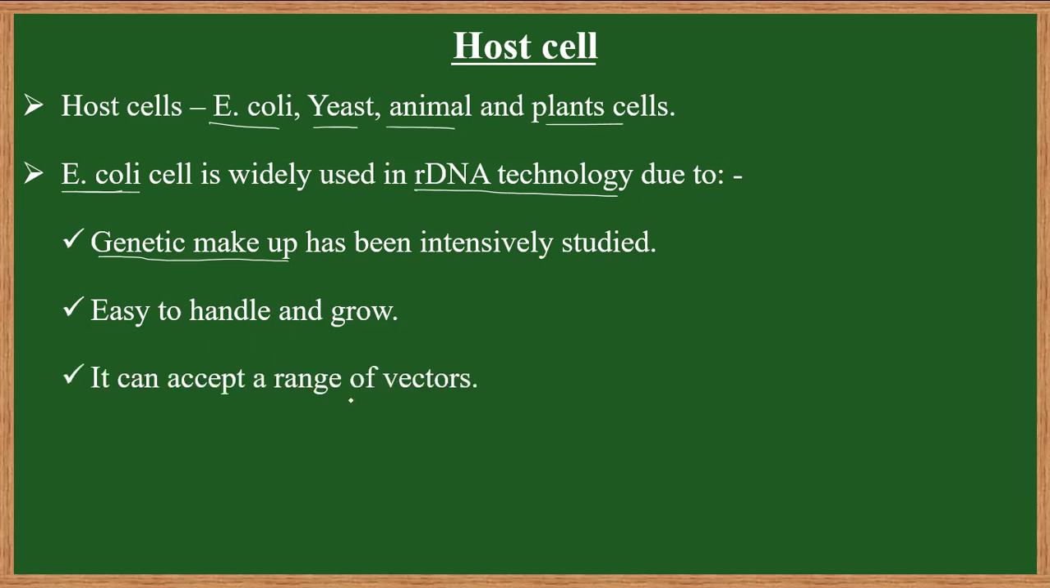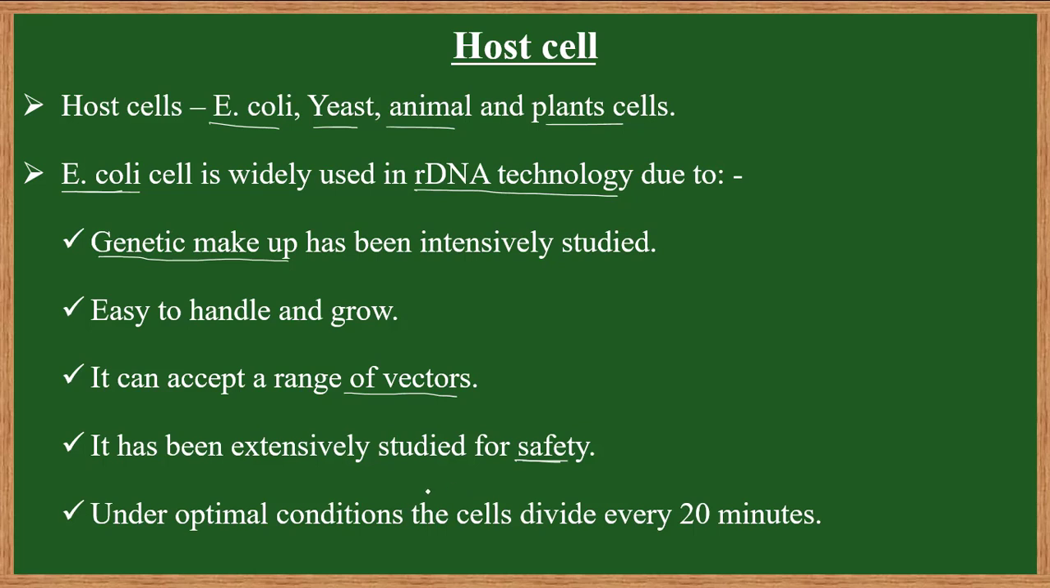Third is a range of vectors. For this type of host cell we have multiple vectors, and these vectors we can introduce inside the host cell. So according to the host cell we have a range of vectors. Next, it is safe and non-harmful, and last, under optimal conditions it divides every 20 minutes. So the doubling time is 20 minutes, which is very short, so we can form our desired product very fast.